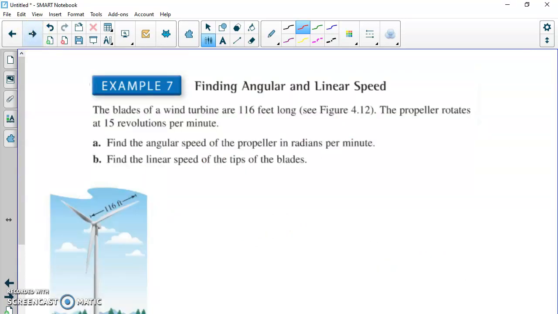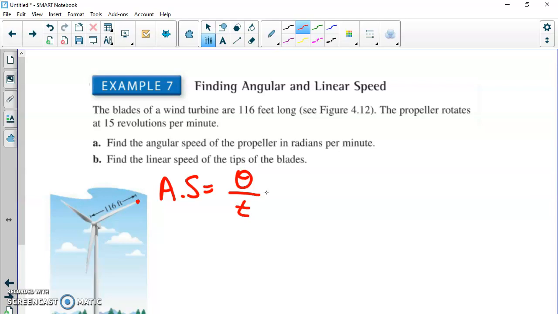All right, let's look at another one here. The blades of a wind turbine are 116 feet long. The propeller rotates at 15 revolutions per minute. Find the angular speed of the propeller in radians per minute, and then find the linear speed of the tips of the blade. So if something was right there, what is the linear speed of that? So angular speed, AS, angular speed is theta over time.